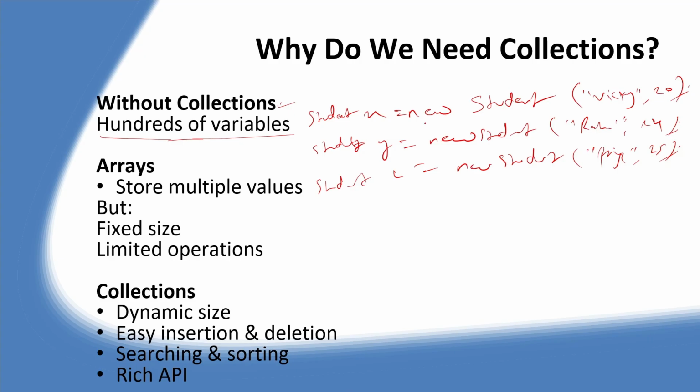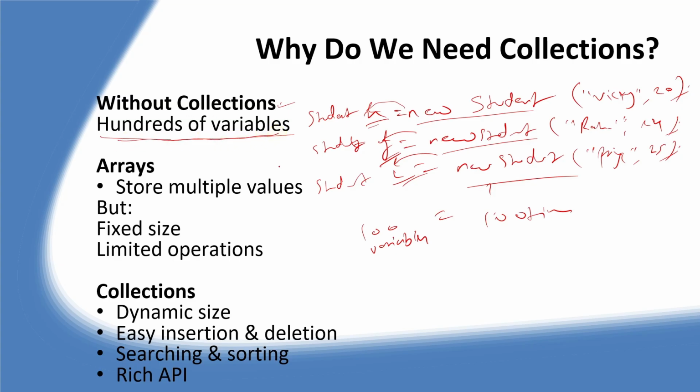So I am holding all these new student objects in their respective new reference variables. Every time I am creating a new variable. If it is 100 times or 1000 times, then I need to create 100 variables for storing and referring to those objects. So here it is written that we need to create hundreds of variables.